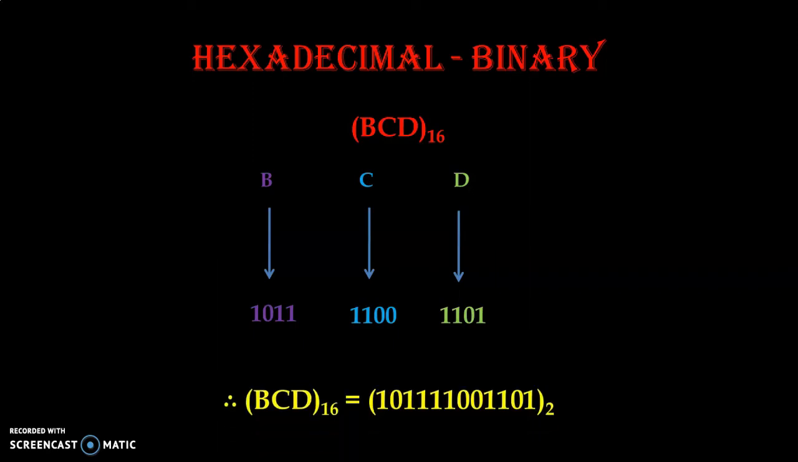Now in next step we have to club all the binary values together to prepare an equivalent binary value. So we have written 1011, 1100, 1101. We have the most significant bit group, that is 1011, and we have the least significant group 1101. So in similar manner we write here 1011, 1100, 1101. So this way we can convert hexadecimal number into equivalent binary number, and the method is very simple.